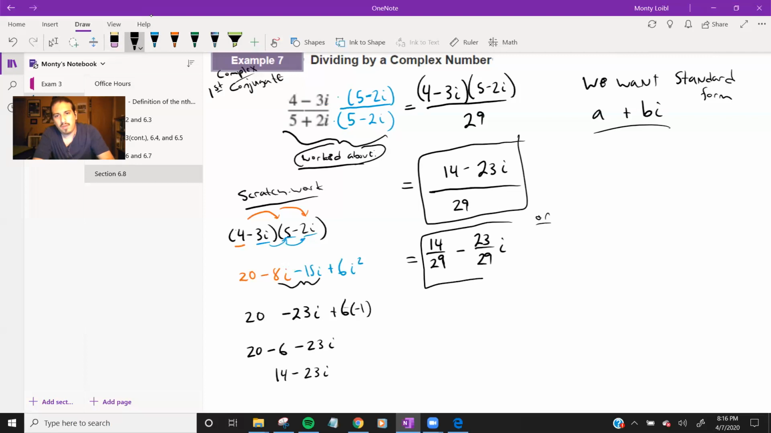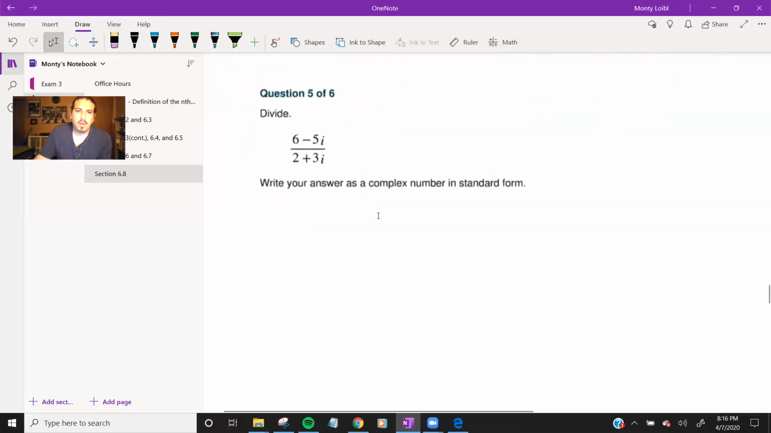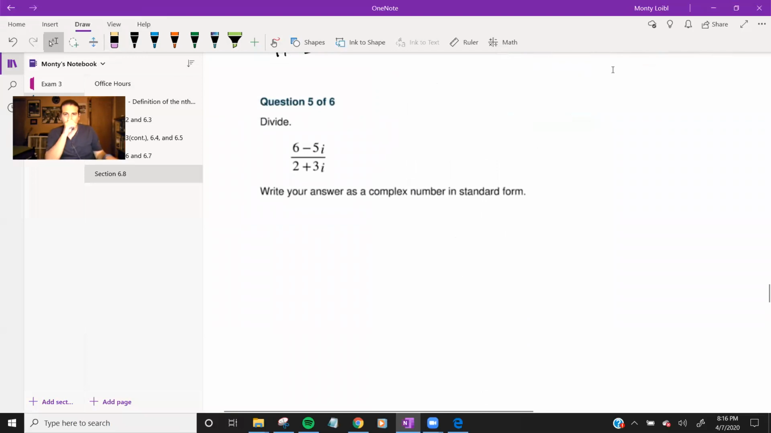Okay, so we've got the very last daily work problem. And we'll take a look at this, right? So again, we want to write our complex number in standard form.